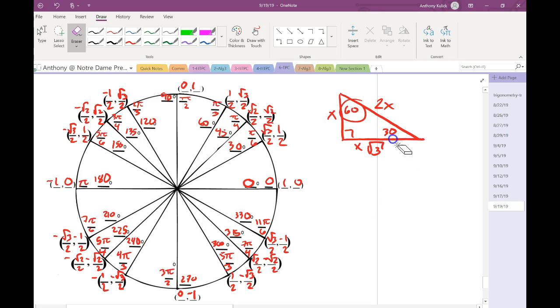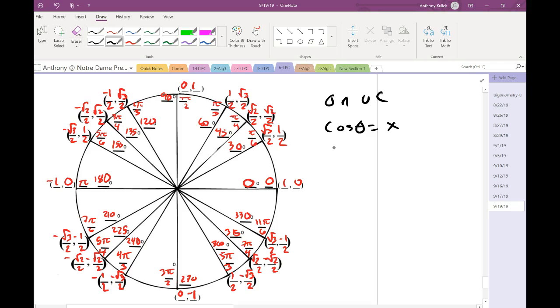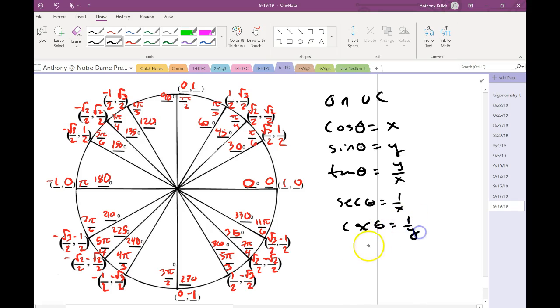So what we're going to say here is, now on the unit circle, cosine theta is going to be x, sine theta is y, tangent theta is going to be y over x, secant theta is 1 over x, cosecant theta is 1 over y, and cotangent theta is x over y.